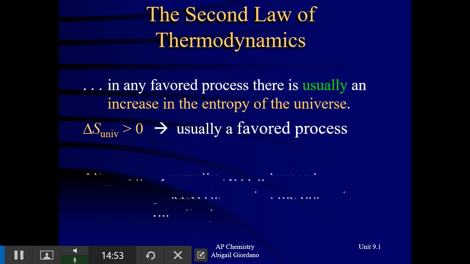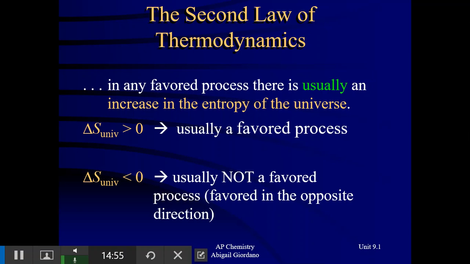That is usually, notice it says the word usually, not always, going to indicate a thermodynamically favored process. If the delta S is negative, that's usually going to indicate that this process is not thermodynamically favored. However, if we looked at the reaction in the opposite direction, that direction would probably be favored. But we're going to touch on that whole concept of is it favored or not in a later subunit.